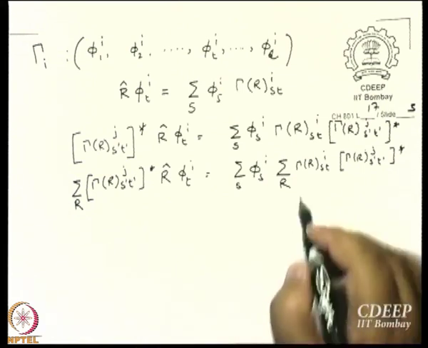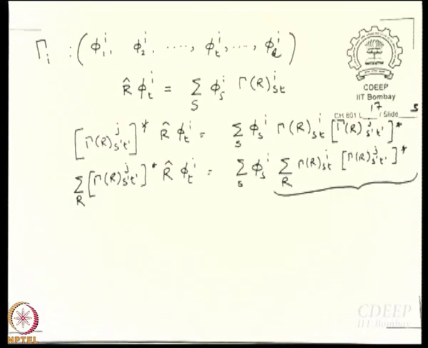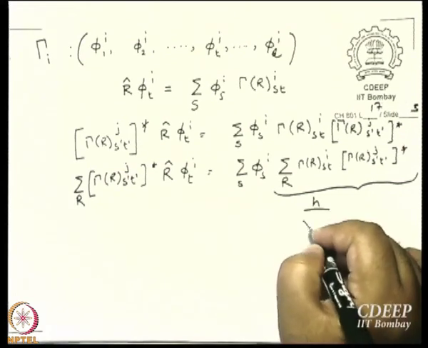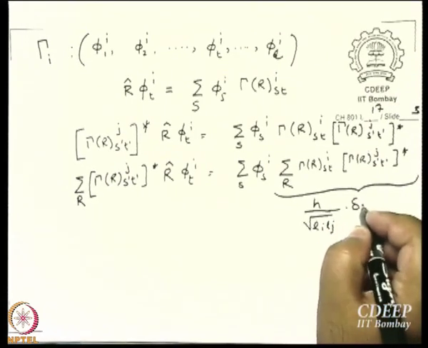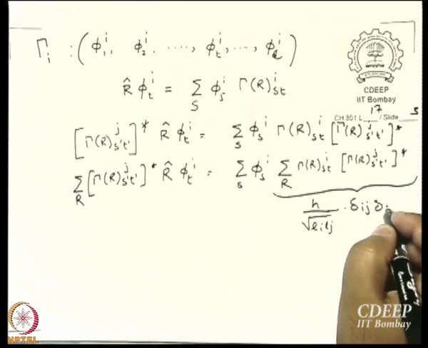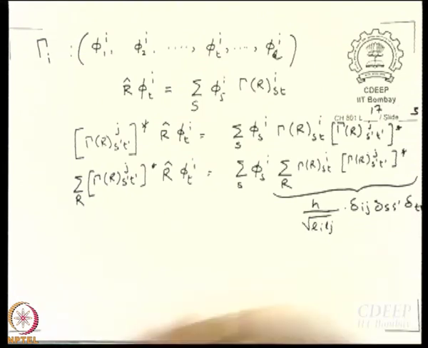All right. What is this equal to? H by square root of Li Lj, del I J, del S S dash, del T T dash. And I am myself impressed that I have been able to write three deltas that look all different. All the deltas are different from each other, but that is not intentional.